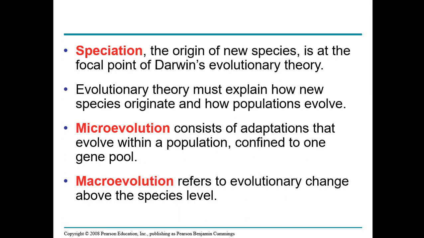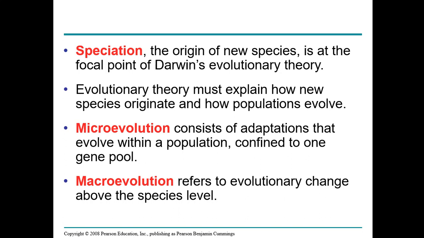So evolutionary theory must explain how new species originate and how populations evolve. So, how does speciation happen and how does the evolution of populations happen?